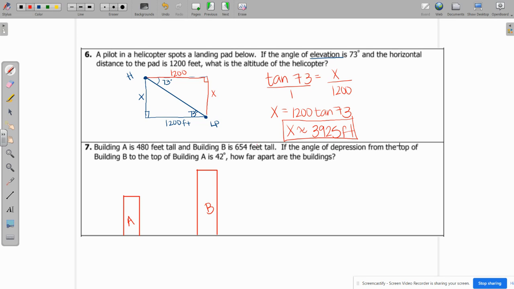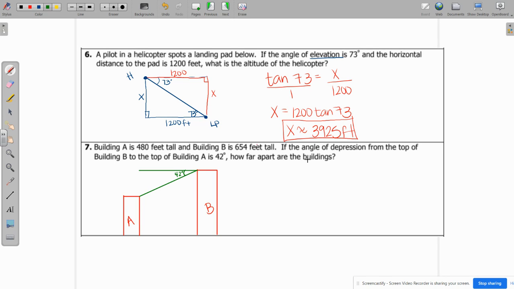It says the angle of depression from the top of building B to the top of building A is 42 degrees. So you have to envision that you're looking from the top of this building down to, let me use the line tool and that'll make it a little bit easier. Top of this building down to the top of this building. But where does the angle go? Well, it's the angle of depression from the top of building B. So it's actually from this horizontal. So this is my angle underneath. This angle right here below the horizontal is 42 degrees.